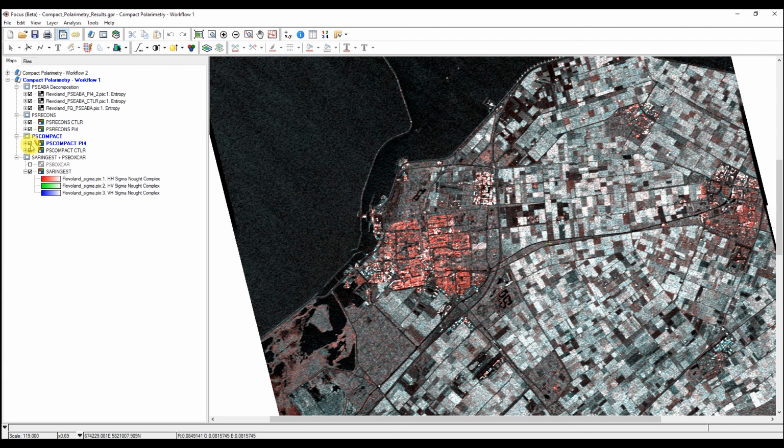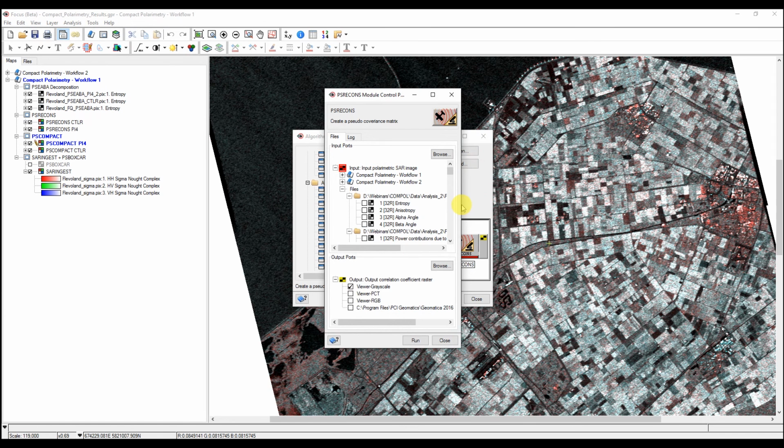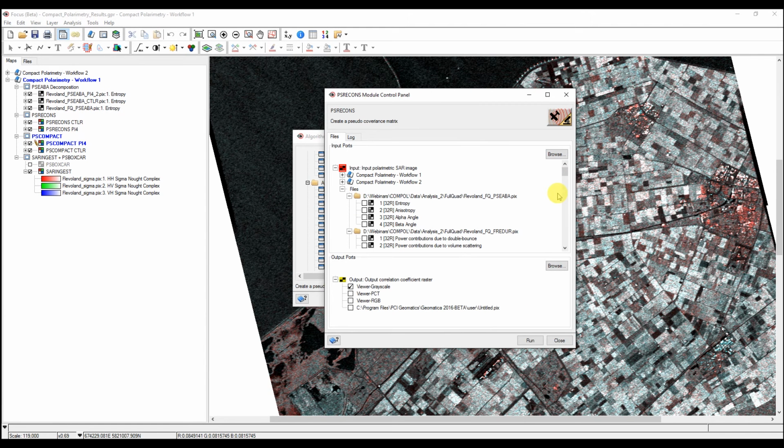The next step is to construct a pseudo full quad polarimetric scene, and that's the purpose of workflow 1. I'm going to take my compact pole image and reconstruct it. This is done quite easily using the PS Recons PPF. If I bring up that PPF, all you need to do is specify 2 things: the input, which is all the available layers from your compact pole image, and then the output. So it's quite easy. All you need to specify are 2 parameters.